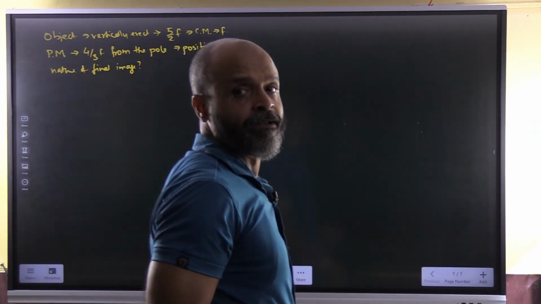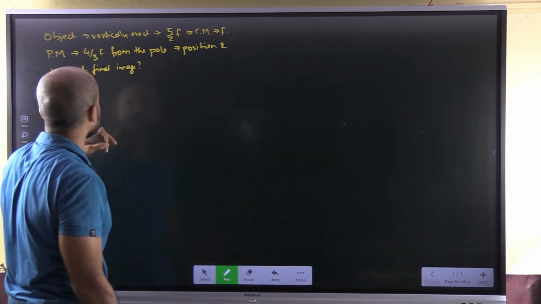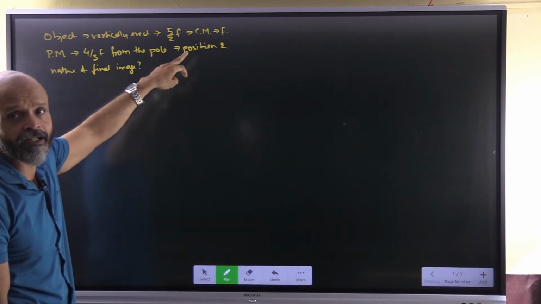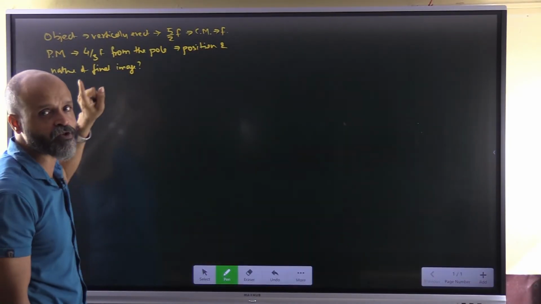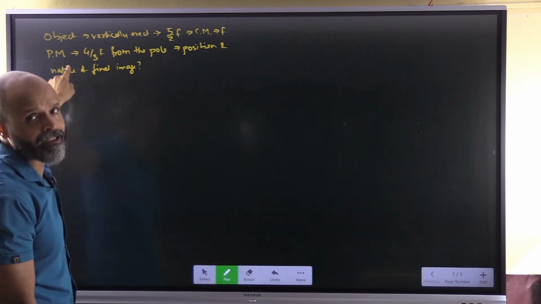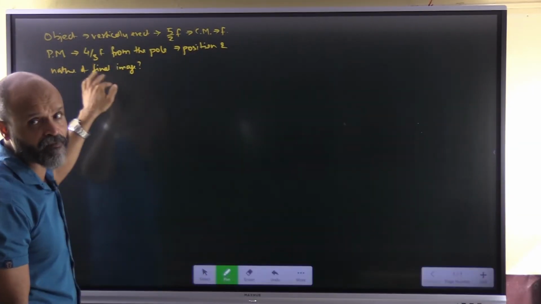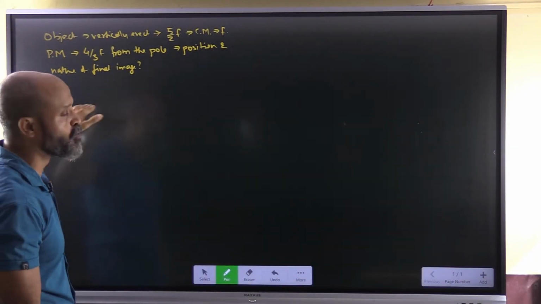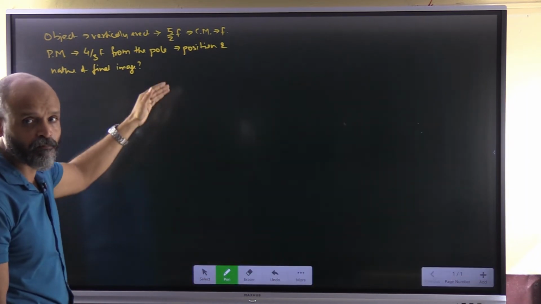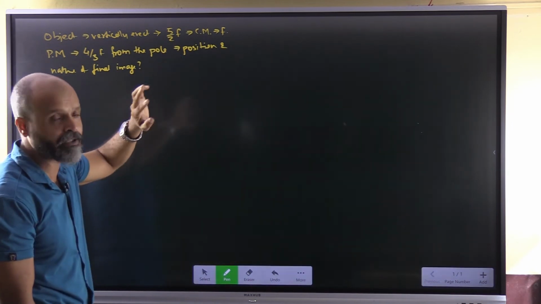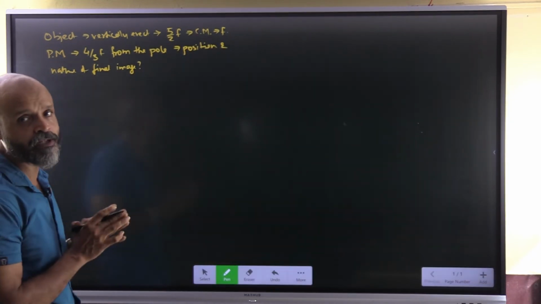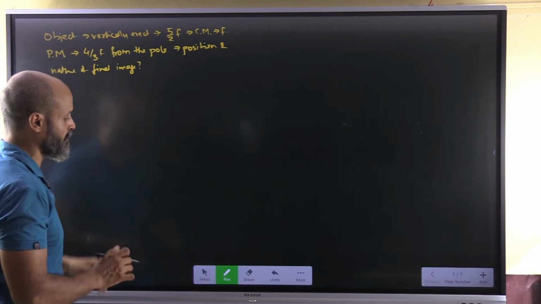Okay people, so in this problem what we have is that there is an object which is vertically erect, and it is placed at a distance of 5 by 2f from a concave mirror which has got a focal length of f, and there is a plane mirror which is placed perpendicular to the principal axis and below the principal axis at a distance of 4 by 3f from the pole of the concave mirror. So basically what we have to do is find the position and nature of the final image.